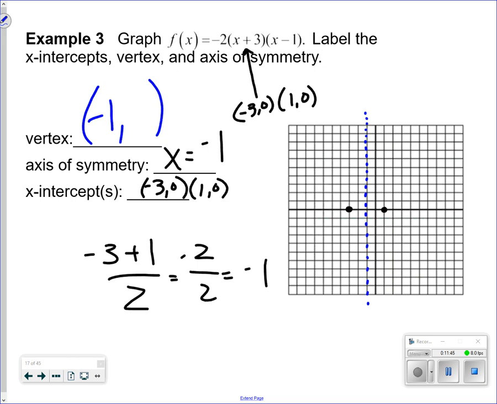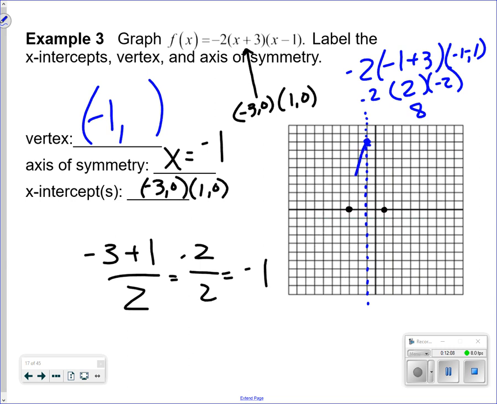Plug negative 1 into the original equation to find the vertex. So negative 1 plus 3 would be 2. Negative 1 minus 1 would be negative 2. And so then you get positive 8.